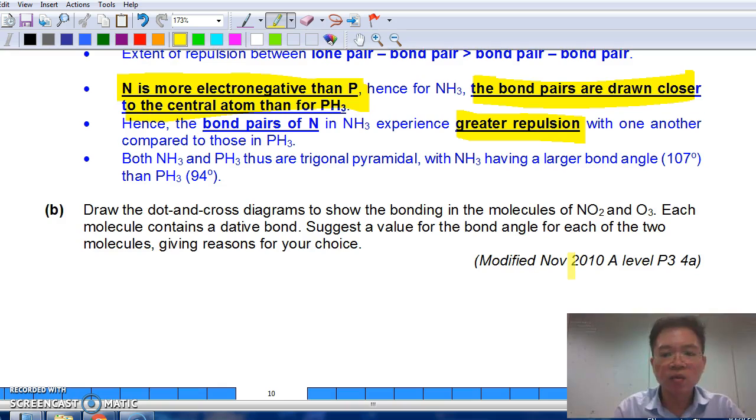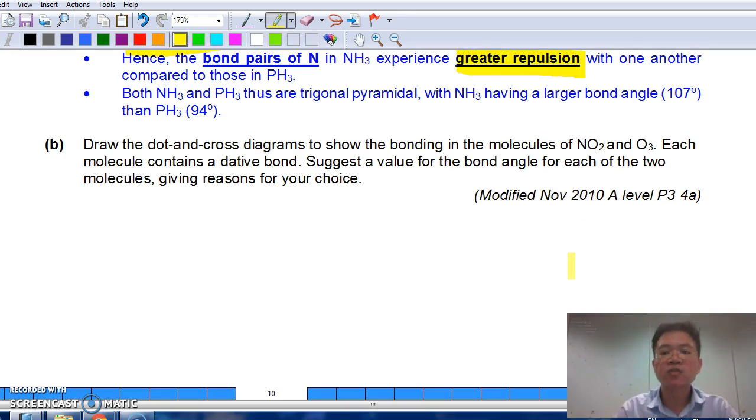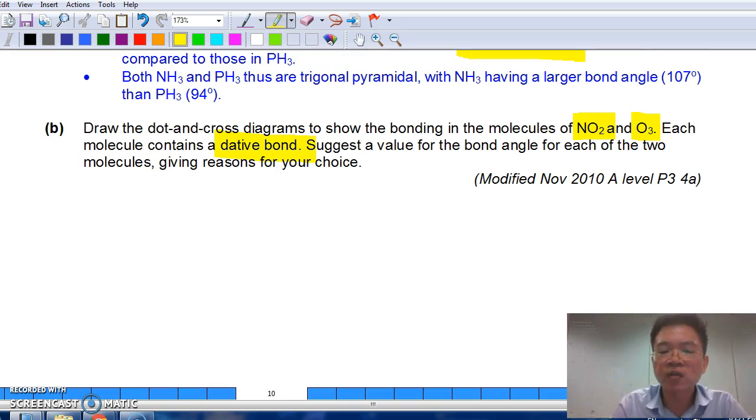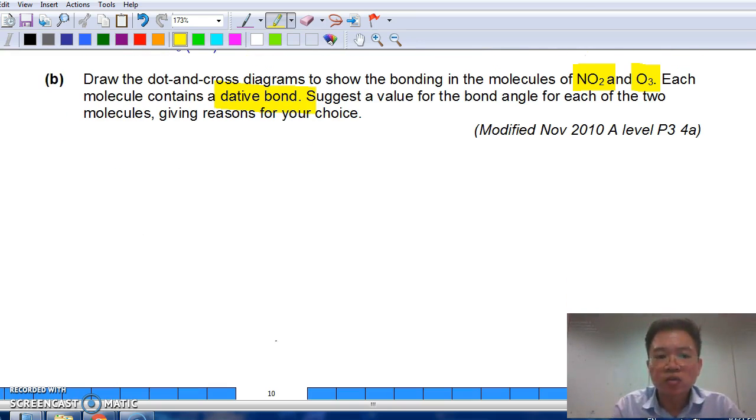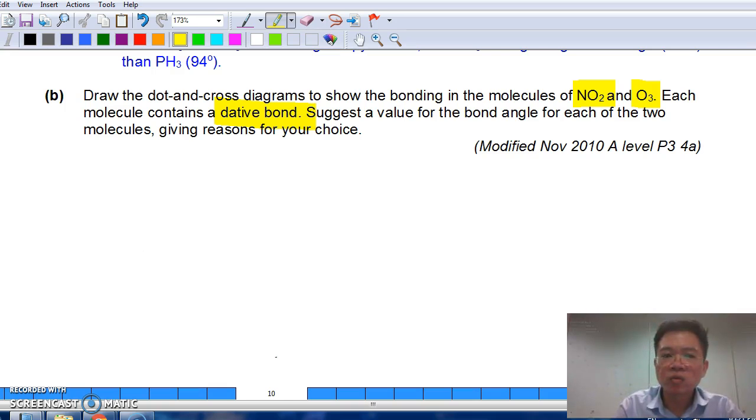Now we move on to another interesting case. You are supposed to draw the dot cross diagram for NO2 and O3. Then they say that in each of these molecules there's a dative bond. Suggest a value for the bond angle for each of the two molecules, and give reason for your choice. So let's first draw the two molecules.